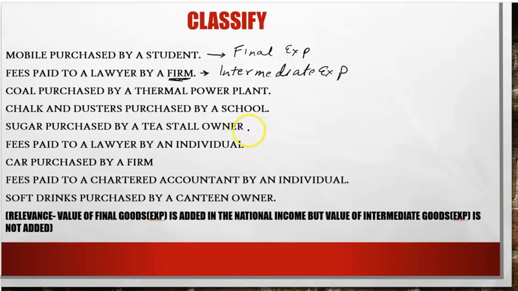Third, coal purchased by a thermal power plant. Coal is used up in the production process in producing electricity. So it is also intermediate. Please give the reasons also.